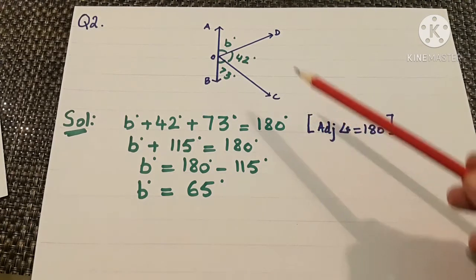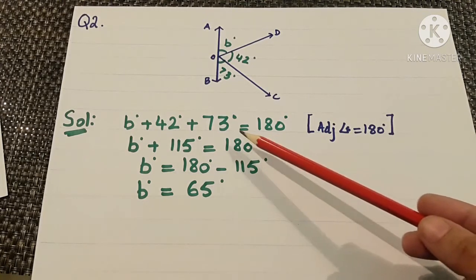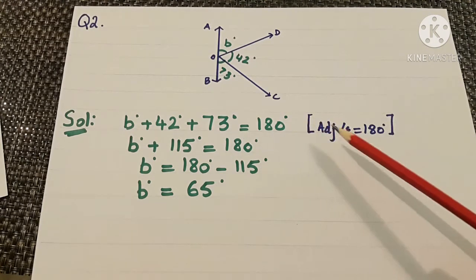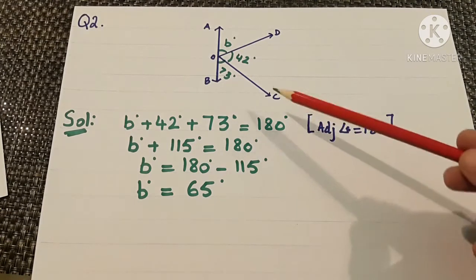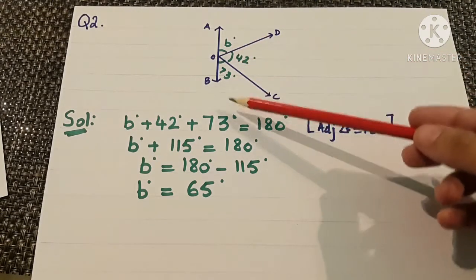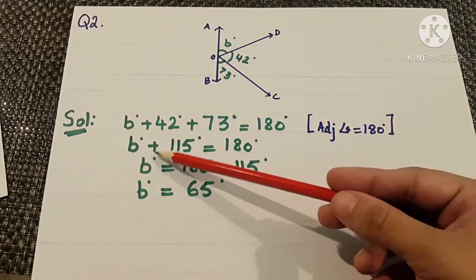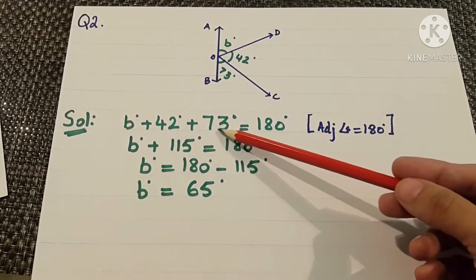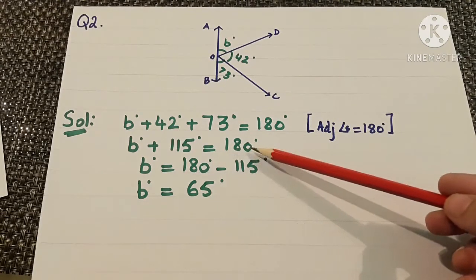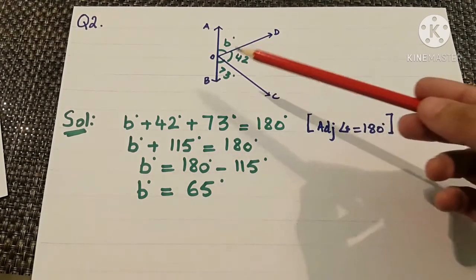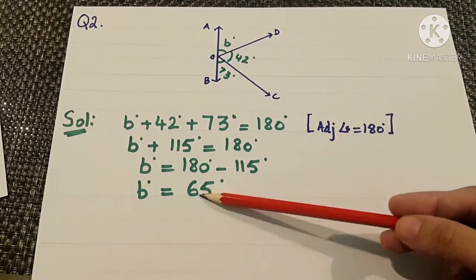By using that logic, we will find the value of angle B. We will add them, and this is equal to 180 degrees. That is the reason, as we have proved in the theorem, that the sum of the adjacent angles on a straight line is 180 degrees. Now angle B plus, we add 42 and 73, we get 115, we subtract it from 180, we get 65 degrees. Now the value of the unknown angle over here is 65 degrees.